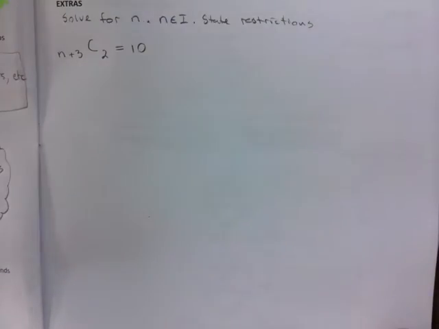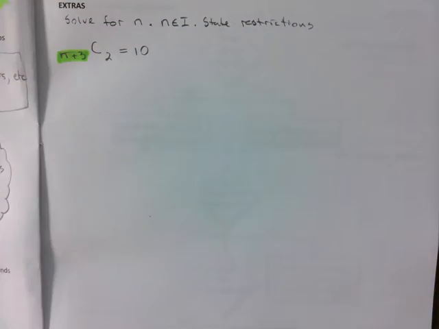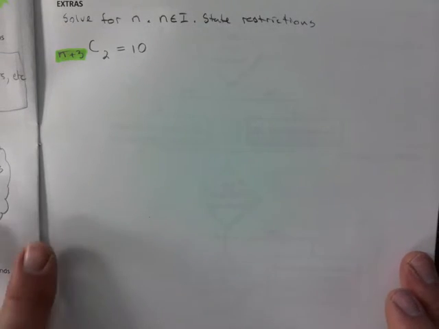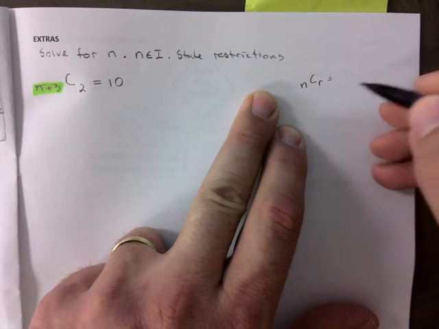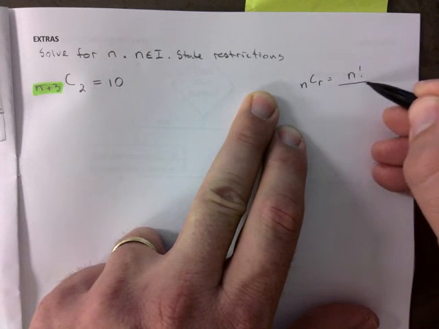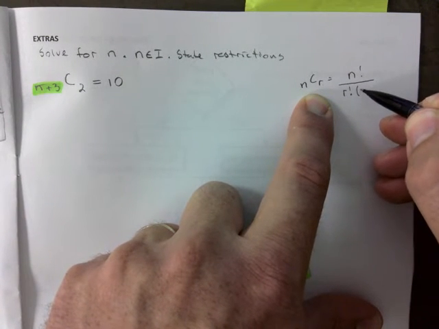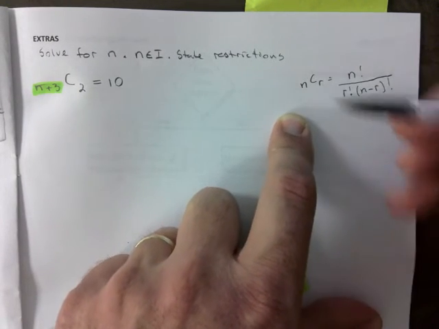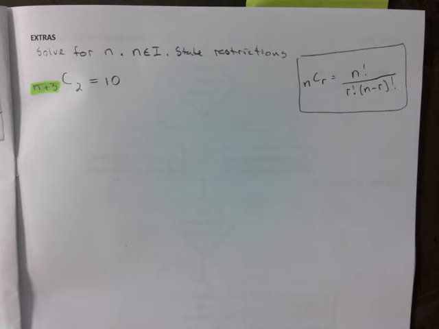Okay, can you do this? I will highlight this part right here, n plus 3. Do you remember the formula for combinations? You better have that on your study sheet. Watch right here, the nCr is actually n factorial over r factorial, and then you would just go n minus r factorial. This is the combination formula. This is what we're going to use to get ourselves started.